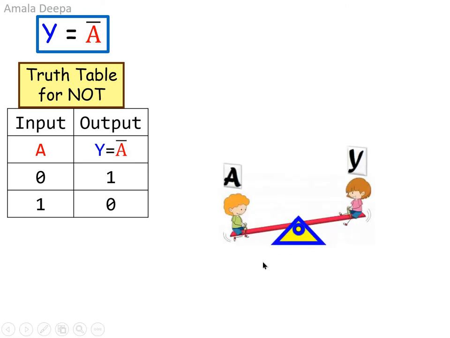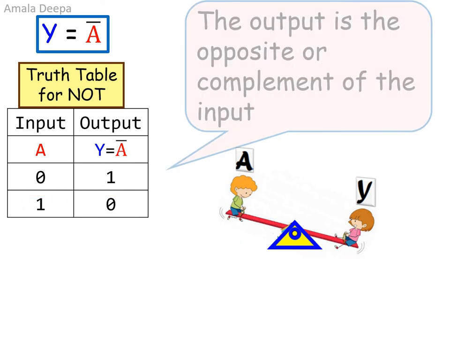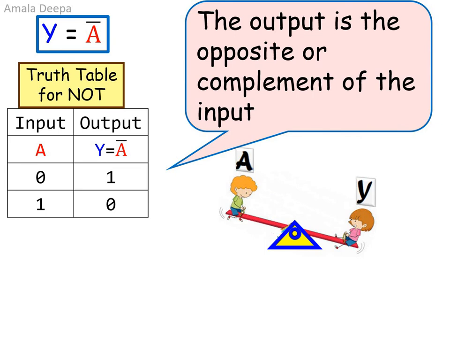So here you see in this example, when A is 0, Y is A bar, so Y is 1. And in the truth table also you can see that A is 0 and A bar is 1. Same way, when A is 1, then Y is 0. So when the input is 1, the output is 0. The output is the opposite or complement of the input.